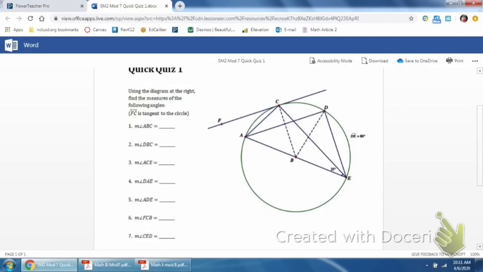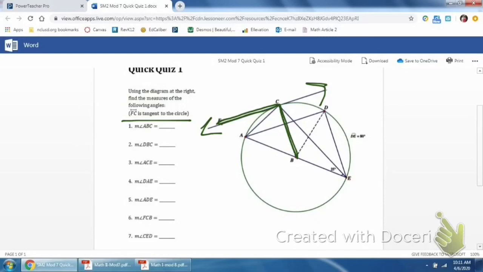Number 6 asks for the measure of angle FCB. Now they tell you that this line FC is tangent to the circle. This is important, something you're going to have to know for next year. If a line is tangent to a circle, that means it comes right up next to it, barely touches it, and keeps going. So it doesn't go through the circle. It just barely crosses at one point.